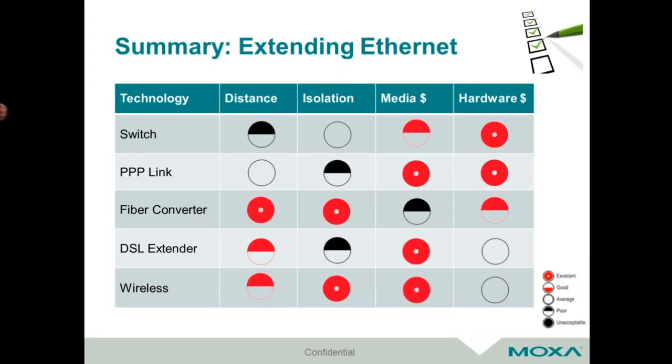Finally, wireless, depending on the technology you use, can go anywhere from 1 to 5, sometimes even 10 kilometers, depending on your hardware. So it has pretty good distances. A lot of the newer wireless devices are isolated from an Ethernet, a power, and an antenna or RF perspective. There's no cost to the media with wireless because it uses air, and the hardware has come down pretty dramatically over the last 5 or so years.